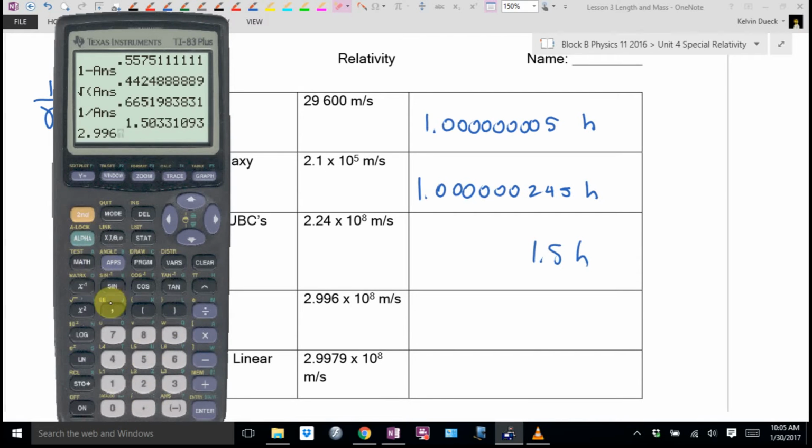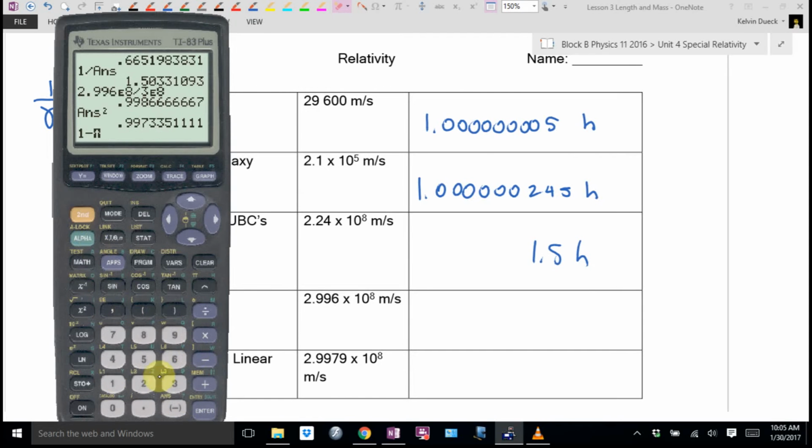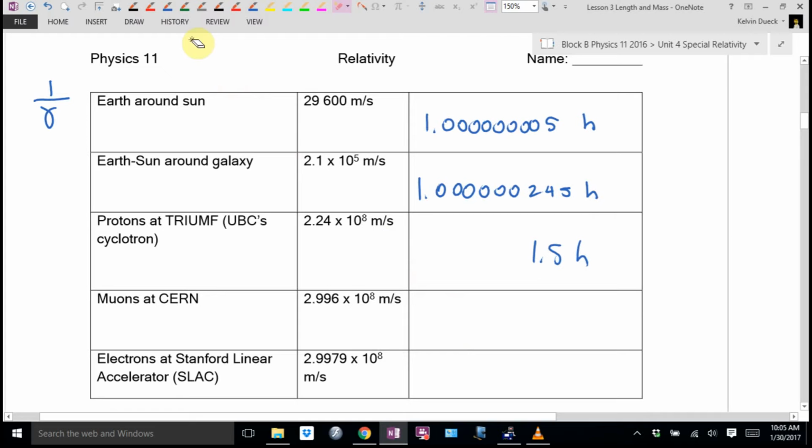I would never do this without showing work on a test the way I'm doing it right now anyways. Squared. 1 minus that. Square root of that. 1 divided by that. That makes more sense. 19.4 hours. Still a big difference.